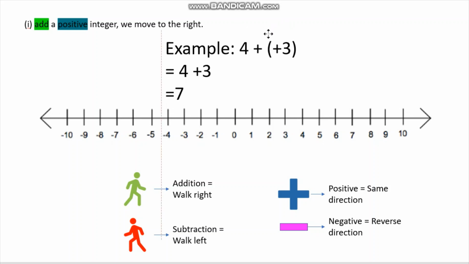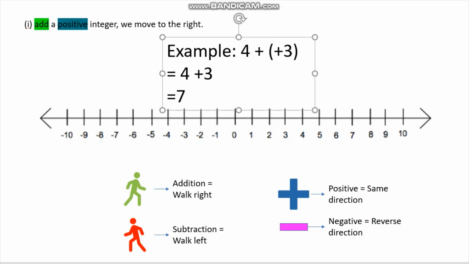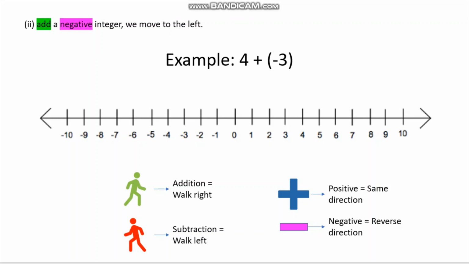Okay. Now let us get to the second case. So in this case, what we need to do is add a negative integer. Again, let us start with 4. We have 4 right over here. And we have to add a negative integer. So we know that adding a negative integer, we have to consider it in two parts. First, we know it is addition, so it is indicating we need to walk to the right.